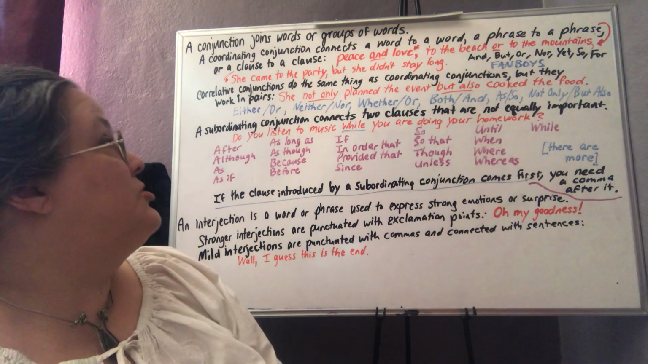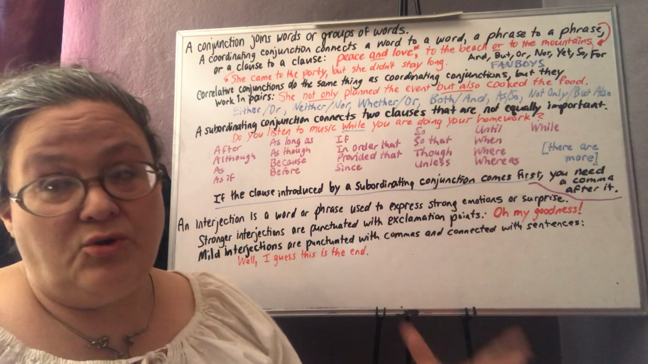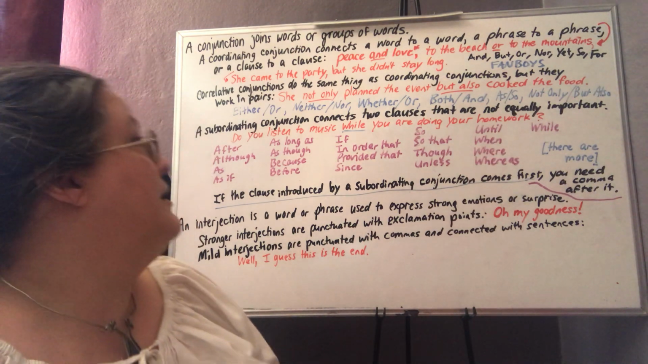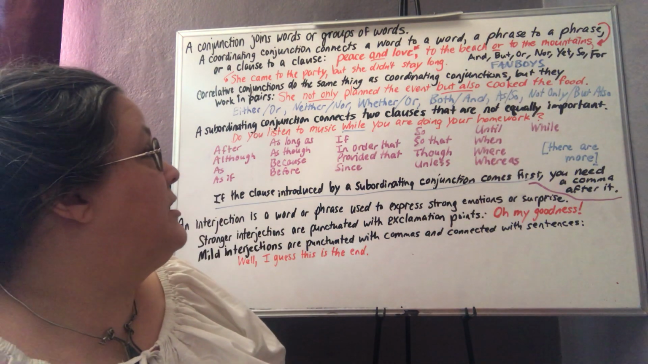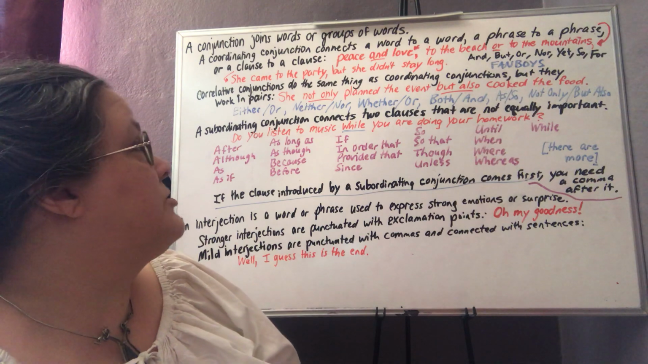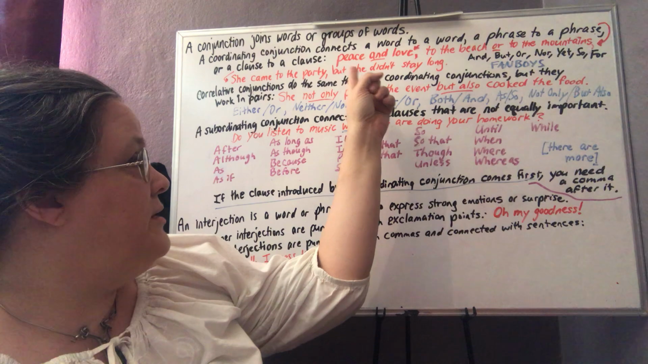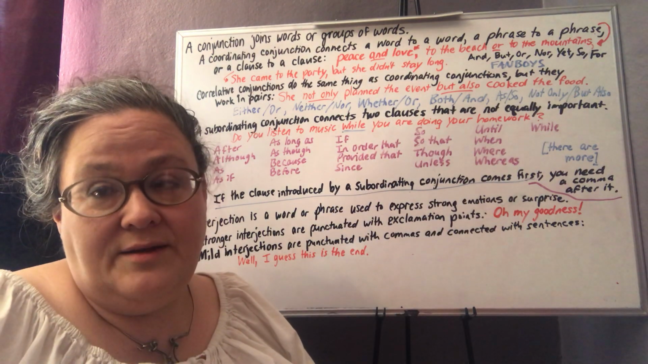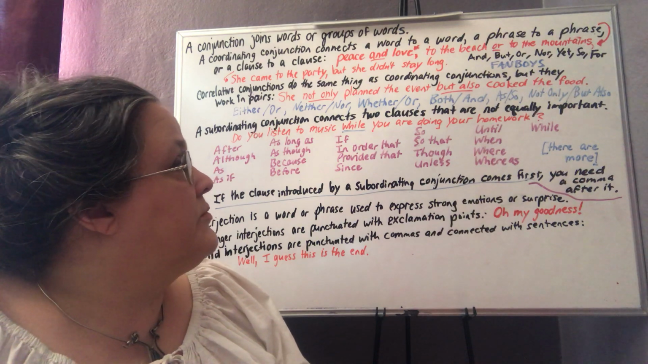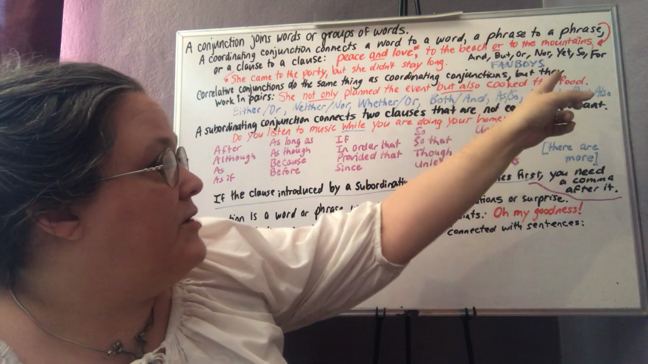So, a conjunction joins words or groups of words. That's a general definition. It's there to join, okay? A coordinating conjunction connects a word to a word, a phrase to a phrase, or a clause to a clause. An example of a word to a word here, peace and love. I have the word and as the conjunction joining the two words. A phrase to a phrase, to the beach or to the mountains.